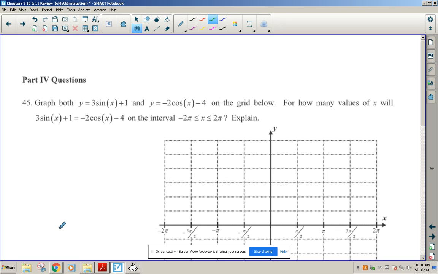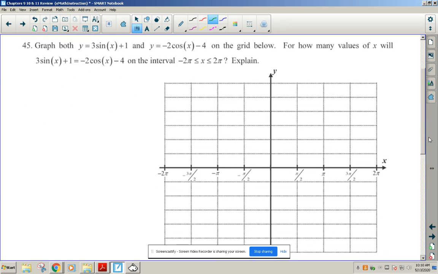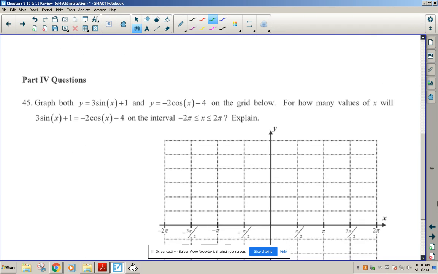So now we have a question, just like the ones on the packet: how many times are they going to cross each other? You would have to, again, for each one, find amplitude, frequency, midline, range. Label, and then graph, and tell me how many times they cross.